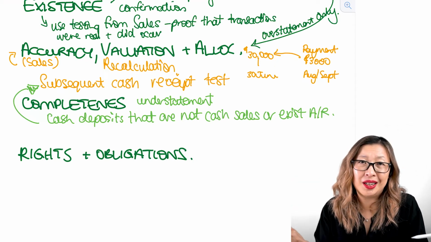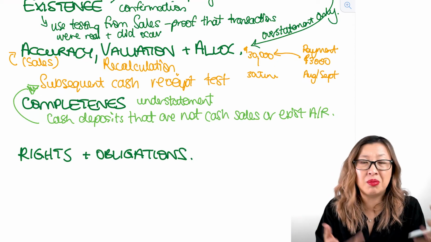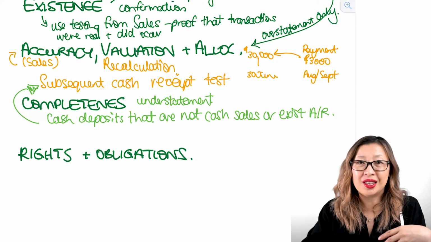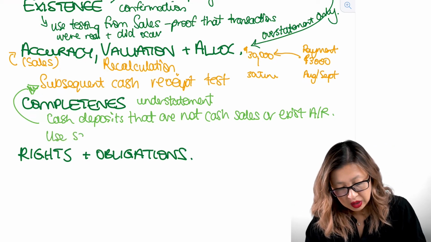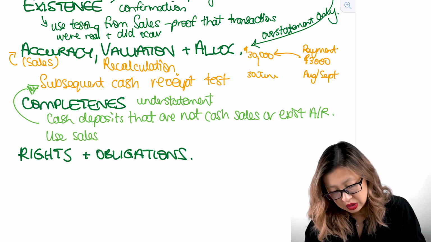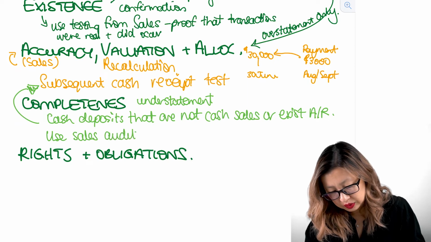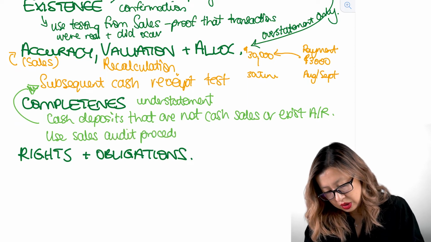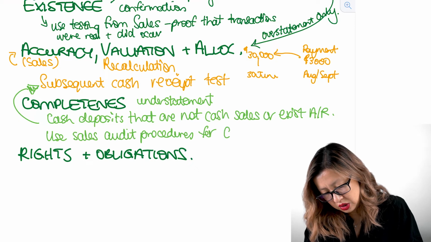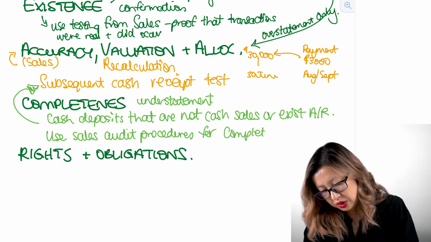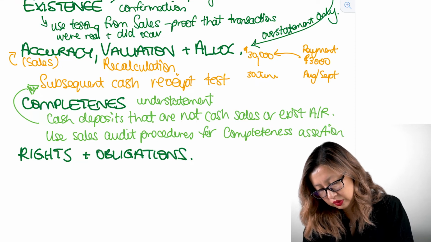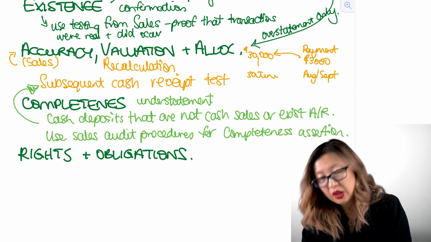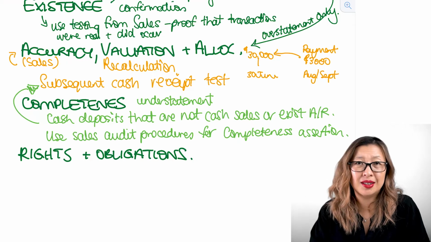When you're testing completeness of sales, if you found sales that were made, goods that went out but no transaction, then that'll also help you here as well. So use sales audit procedures for the completeness assertion. All right, so that's another way that you can test completeness.